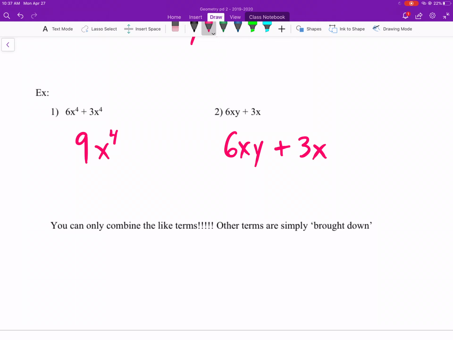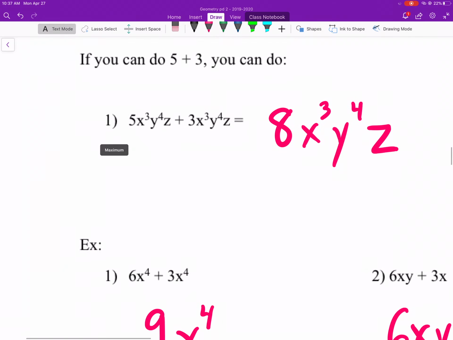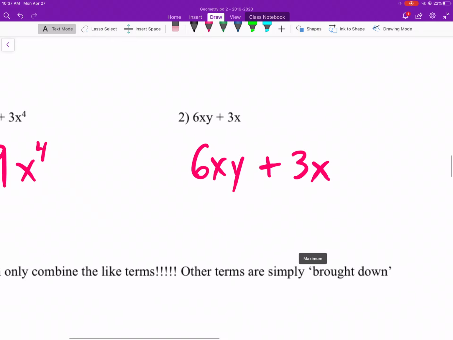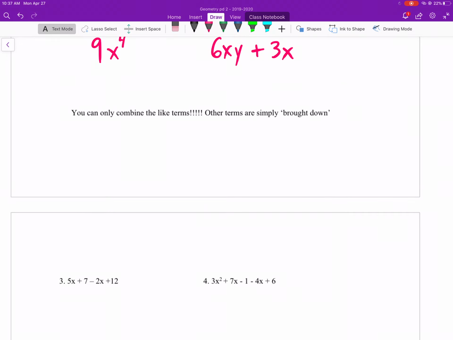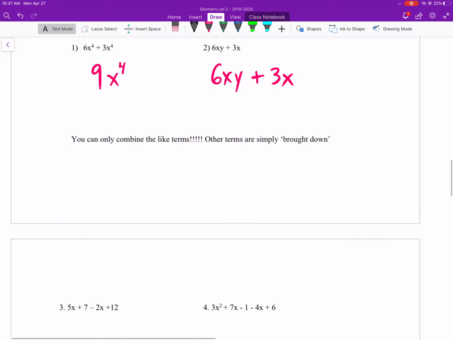They have to have the exact same thing like before. Here, they all have x to the 3rd, y to the 4th, and z. Here, one of them has xy, the other one has x, not like terms. Okay? So you can only combine the like terms. Other terms are simply just brought down. All right, let's keep it moving.